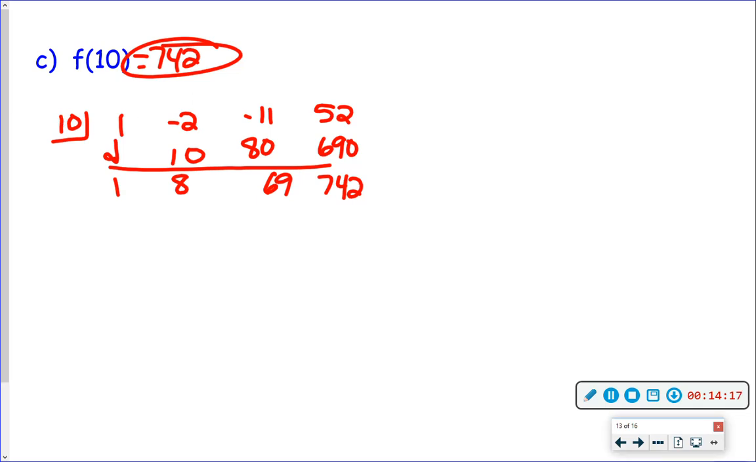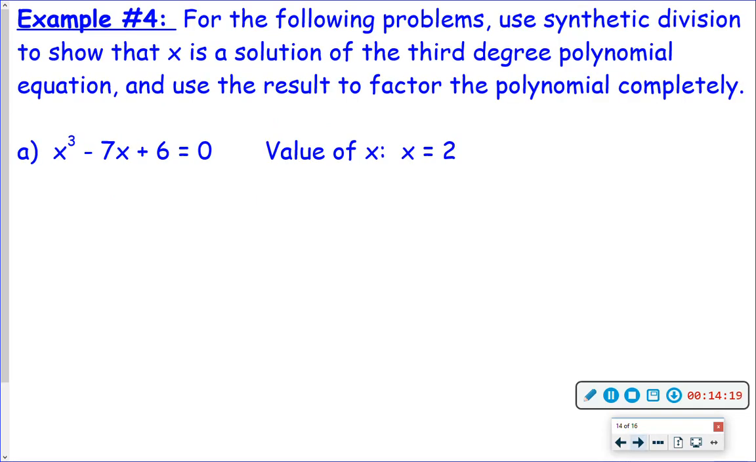All right, last thing we're going to go over today. For the following problems, use synthetic division to show it's a solution. So if it's a solution, it divides into there evenly, and we should have a 0 remainder. Okay, I'm going to keep on reading here. Use the result to factor the polynomial completely. All right, let's do it. Value of x, they already solved it for us. They already got the solution, the 2.